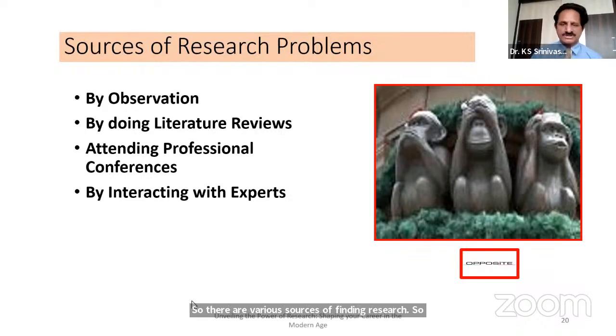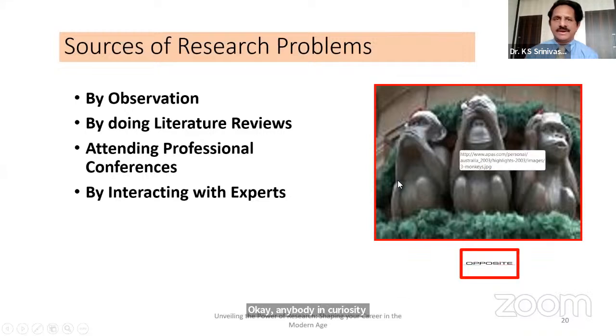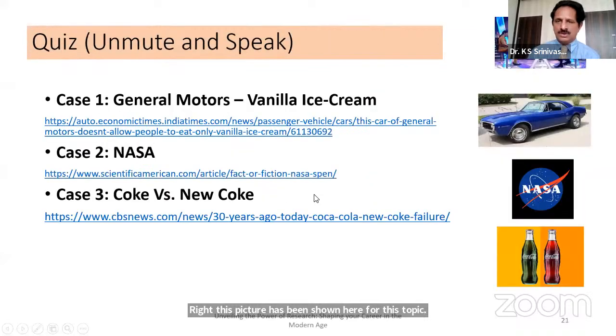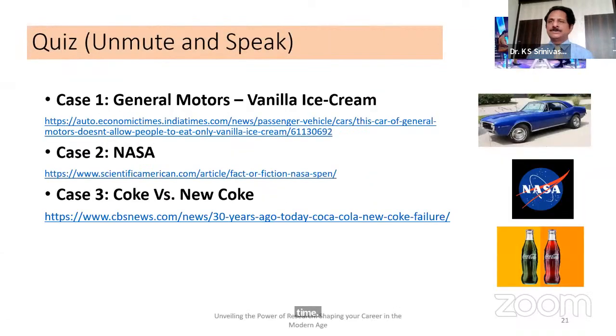Yeah, I'm going a bit slow. Okay. Anybody, any curiosity? Why has this picture been shown? Anybody can type in the chat box. Why has this picture been shown here for this topic? Anyone? Quickly. Please make it fast because we have limited time. Any idea? Okay, come. Understand one thing.